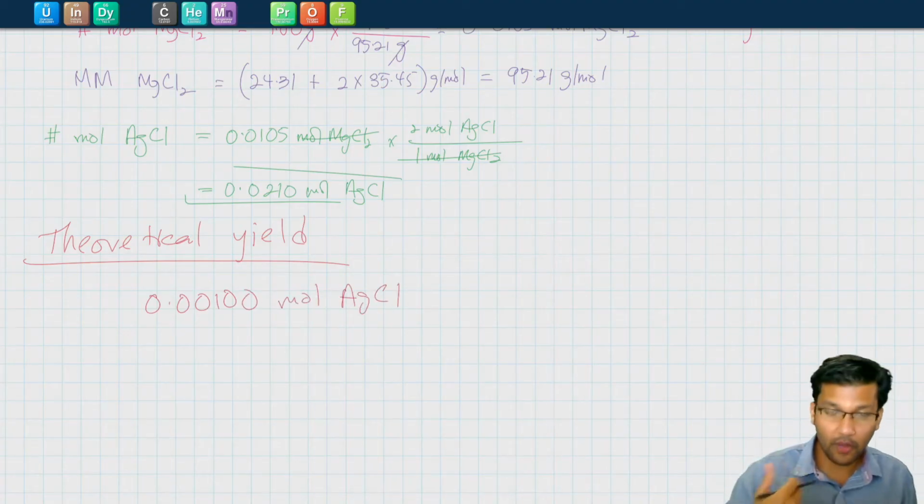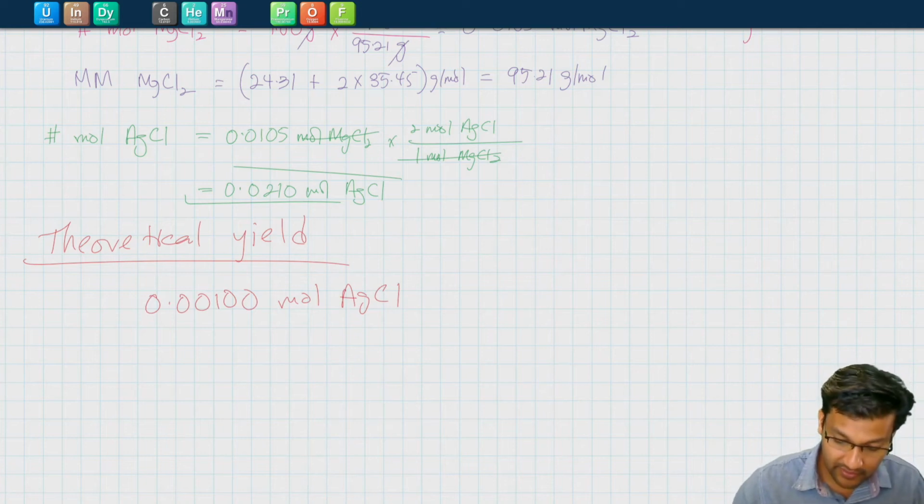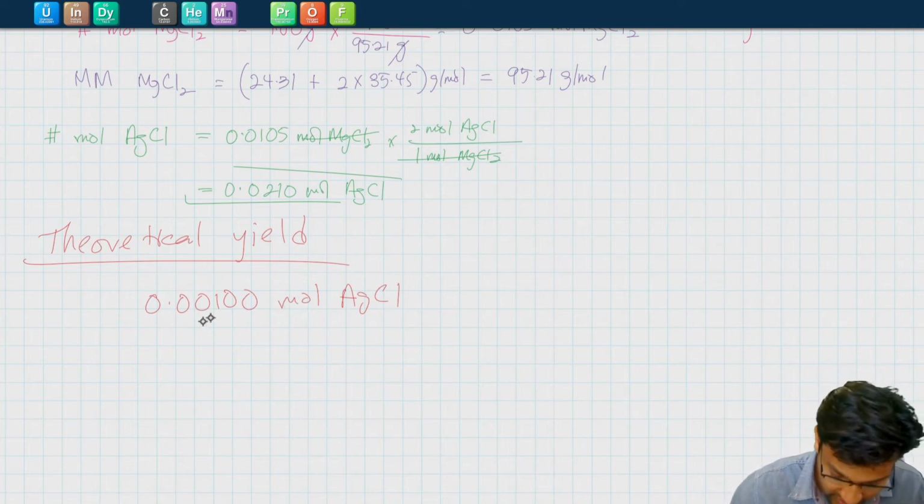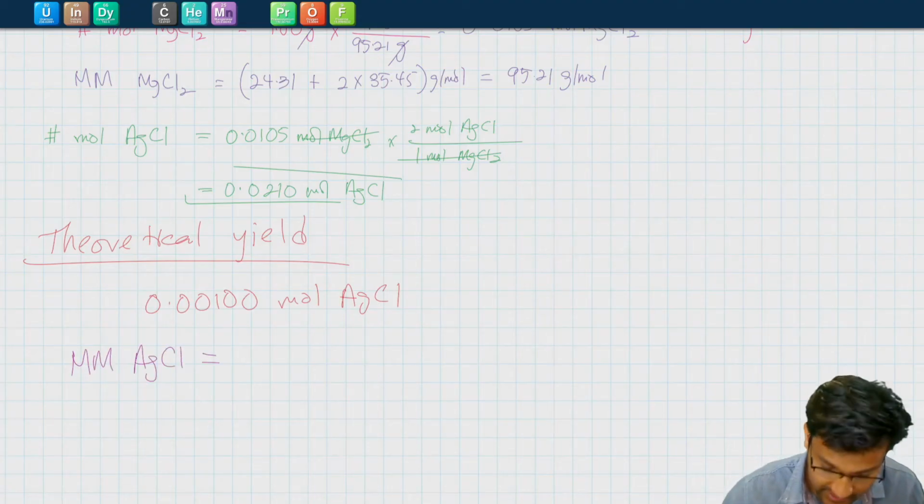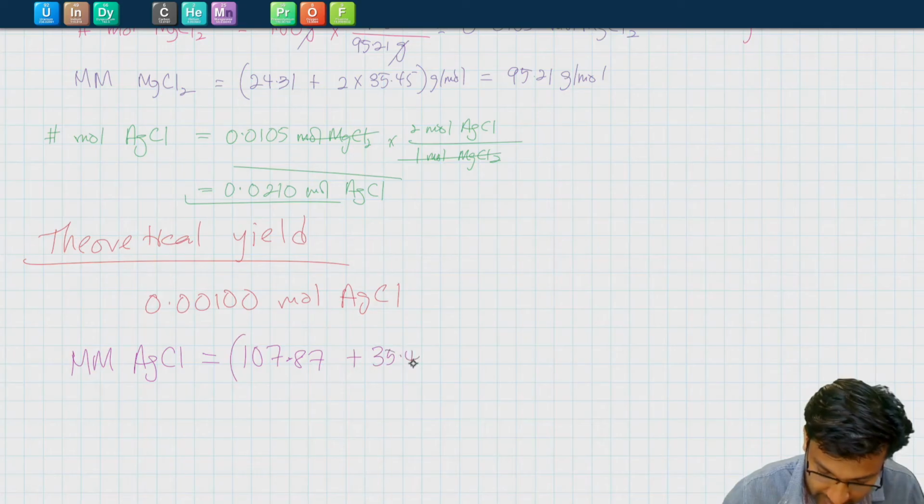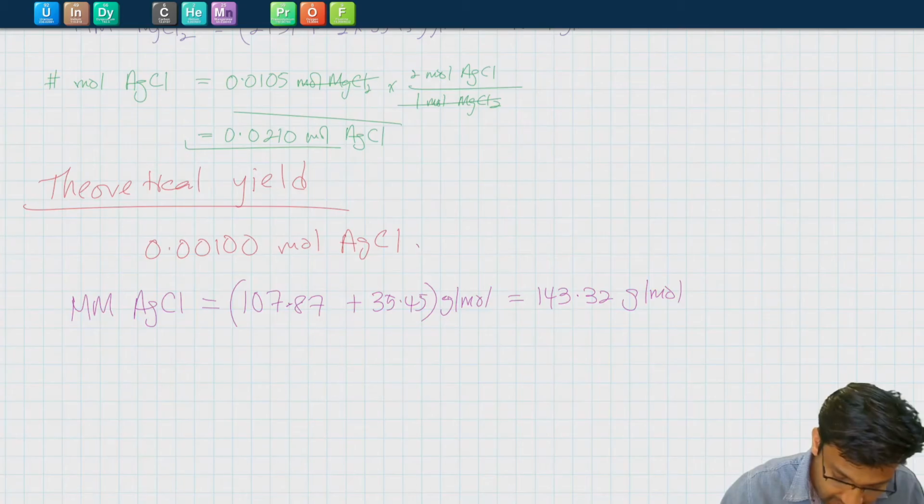That is our yield. However, we usually measure our solid product on the scale. We'll measure it in grams. So let's find our theoretical yield in grams. To convert moles to grams, we need to find the molar mass of silver chloride, which is just the molar mass of silver, 107.87, plus the molar mass of chlorine, 35.45, which comes out to be 143.32 grams per mole.